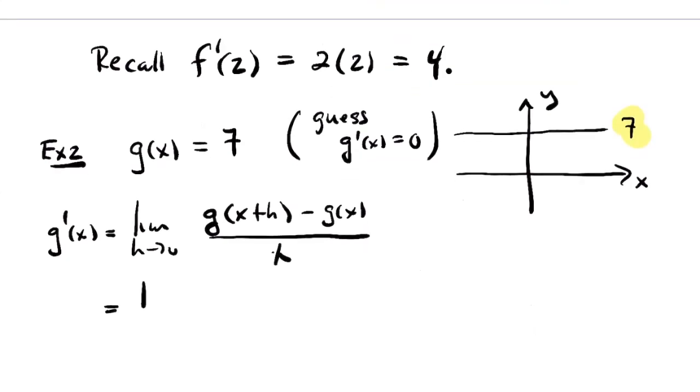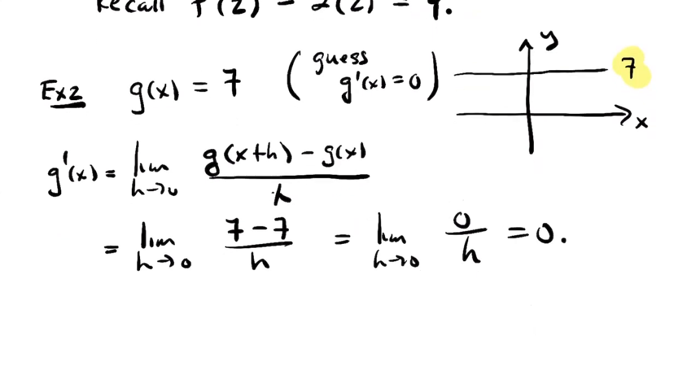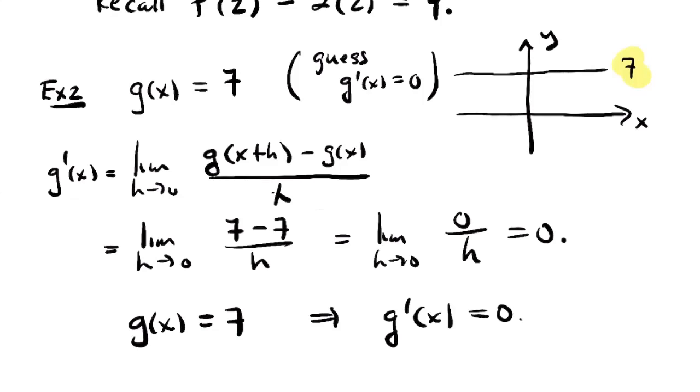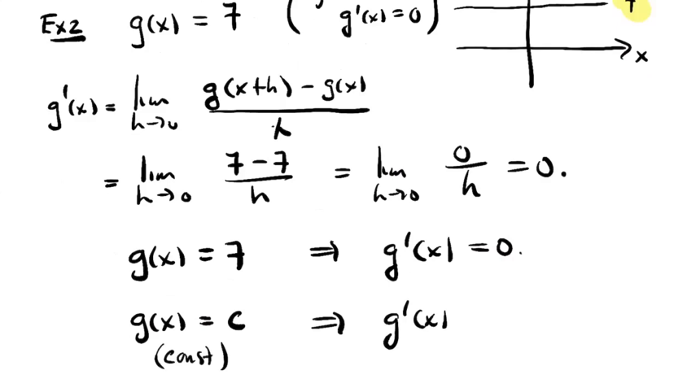Okay, in this case, g is a constant function. So this is the limit as h goes to 0 of 7. g of x plus h is 7. So is g of x. Okay, that's the limit as h goes to 0 of 0 over h. That's 0. Good. So if g of x is equal to 7, any constant, its derivative is 0. The derivative of a constant function is 0. I'm going to write that more generally. If g of x is equal to any constant, its derivative is 0.